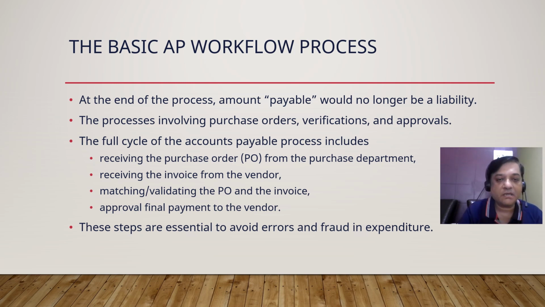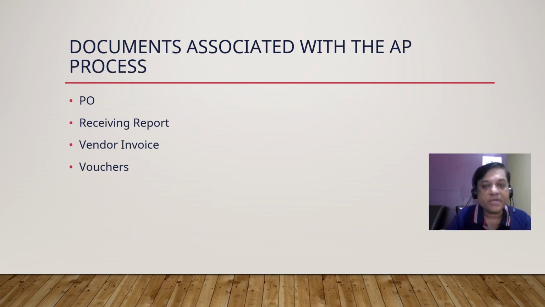So here basically we can see that once we follow these steps, fraud does not happen, and this is also one of the ways to detect fraud and take care that fraud does not happen. Documents that are associated with the AP are the PO, the receiving report, the vendor's invoice, and the vouchers.